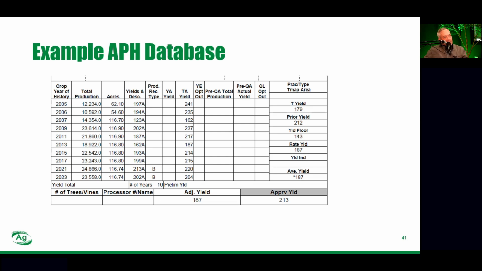Okay, so here's an example database. You can see we got our years in there, our yields, our acres, and this would be an example of a typical database. And you can see in there our rate yield of 187, our approved yield of 213. Our 187 is the true actual yield for that field, but because of YA, because of the trend adjustment, we can use 213 as our approved yield to determine our guarantees.